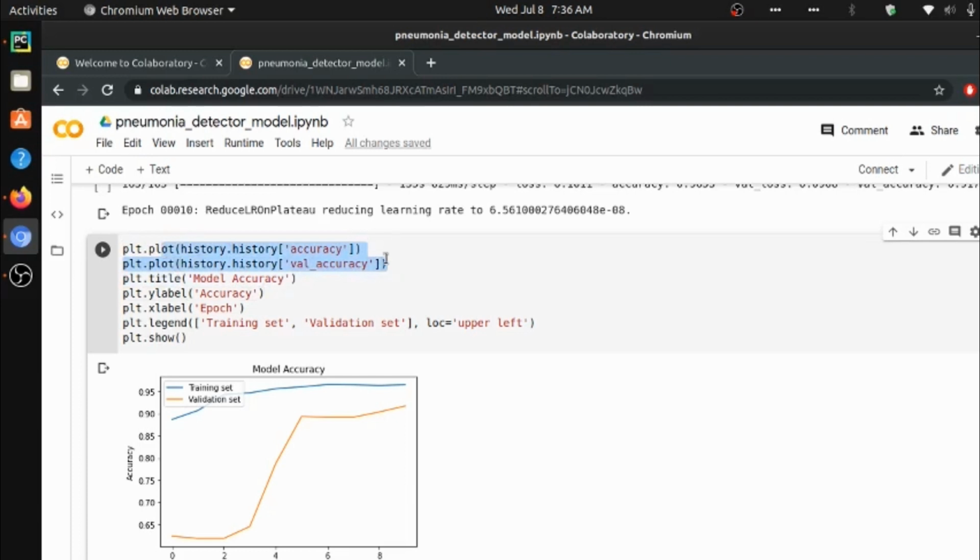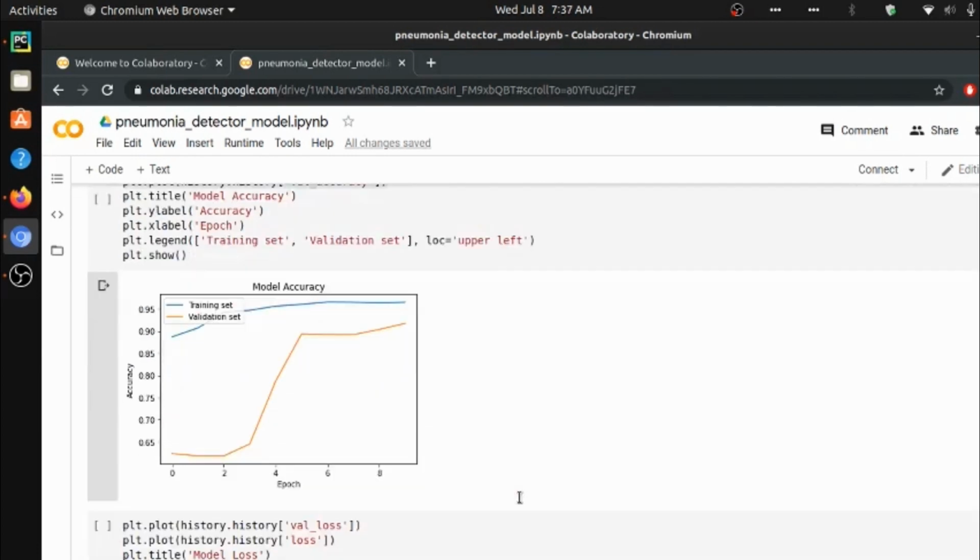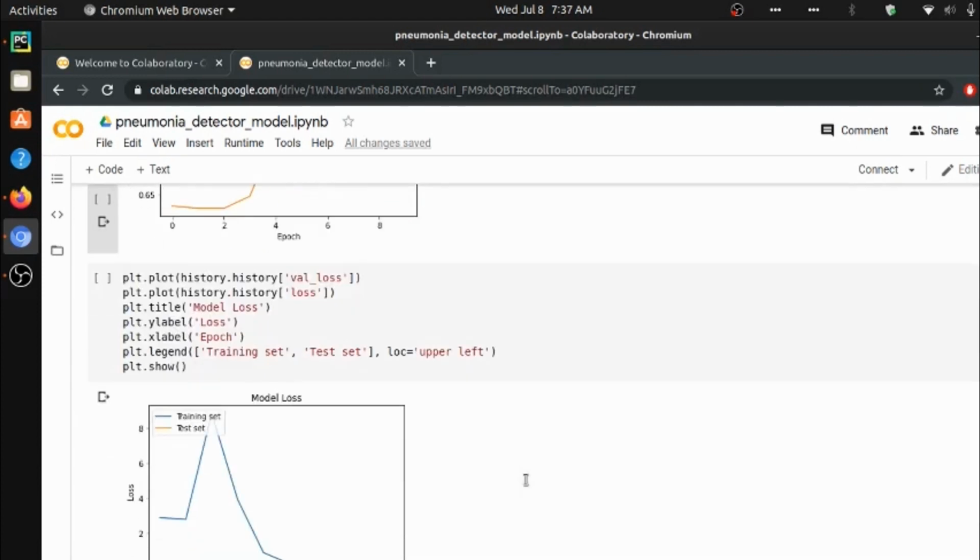Okay, so this is what we have plotted: the validation accuracy versus the accuracy of our training, and the yellow line suggests the validation accuracy. As you can see, with each passing epoch our validation accuracy is increasing. First it was, I guess, 63, then 62, then it increased to 65, then drastically to 85, then gradually to 91.75, which was the highest validation accuracy that we got.